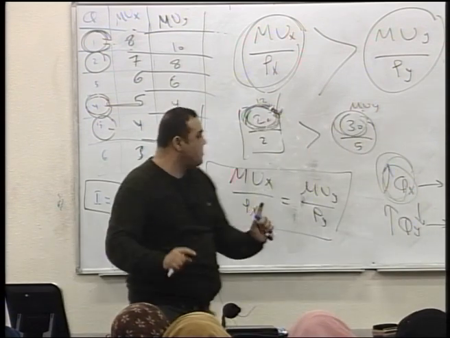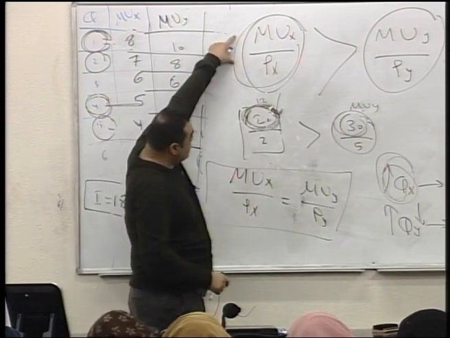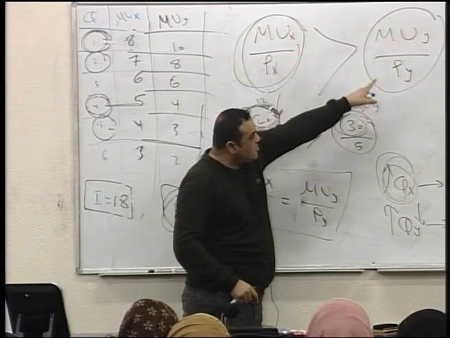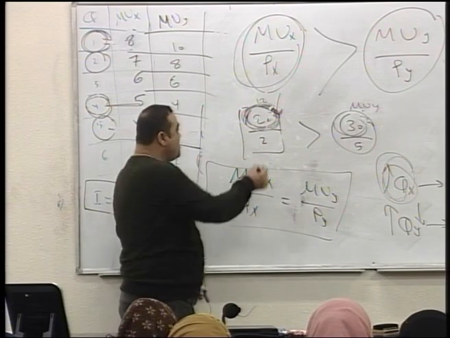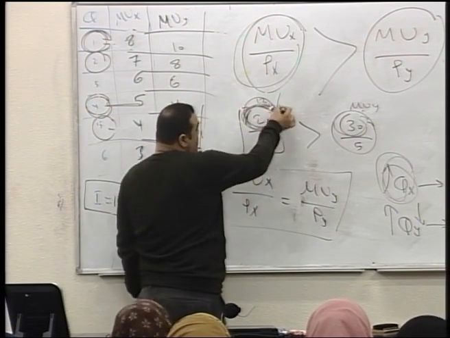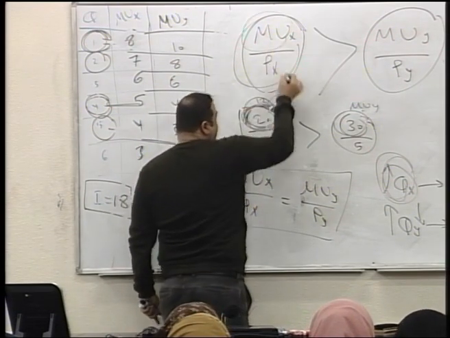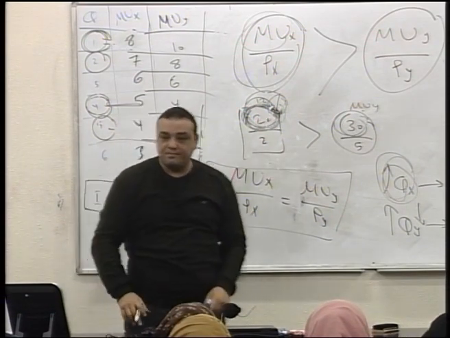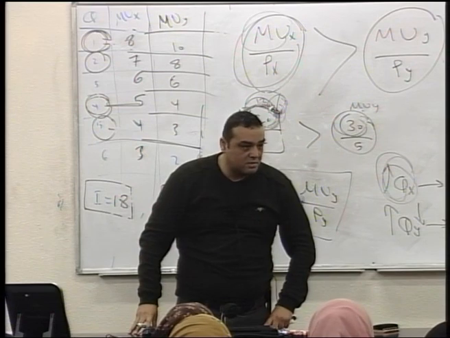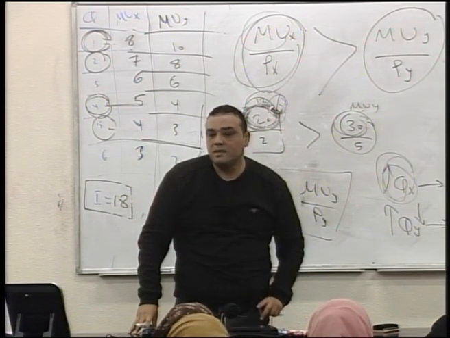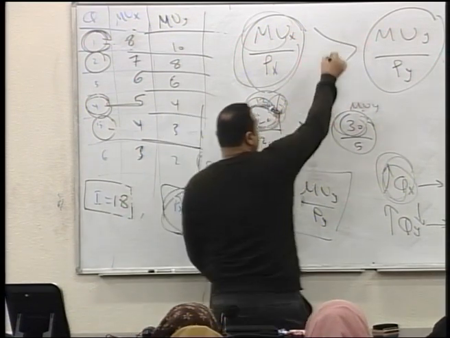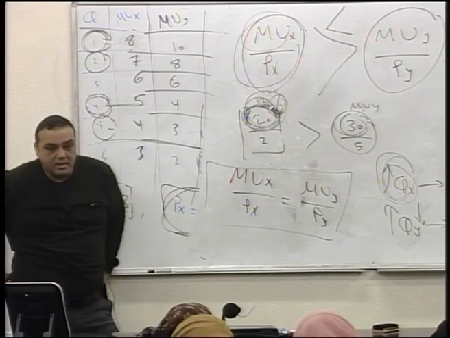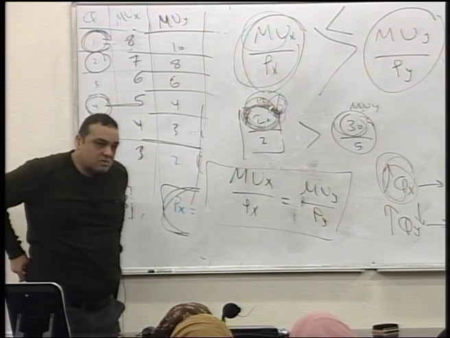and decrease y. Then, if the marginal utility of x over px is bigger than the marginal utility of y over py, we have to decrease the marginal utility of x by increasing more quantities of x. That's it. Of course vice versa, if this is less than. Let's go to something else.